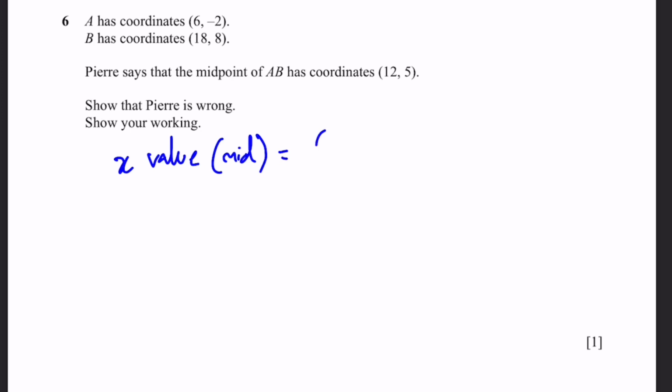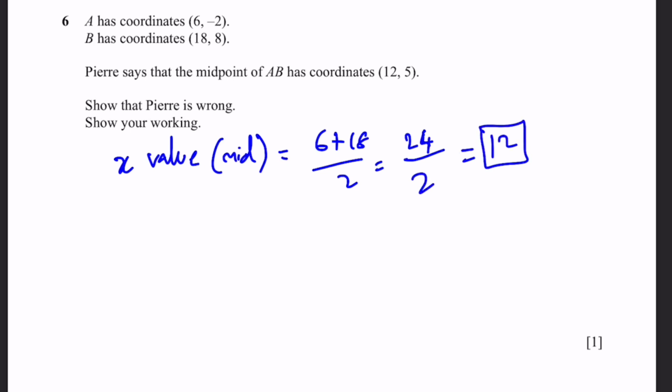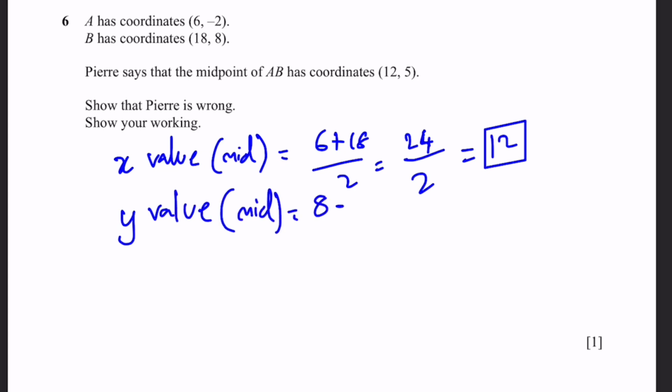is equal to 6 plus 18 by 2, which is equal to 24 by 2, 12. Well, that's correct, right? Pierre wrote that x value correct. Then what's wrong? The y value. Why? Because y value for the midpoint is equal to 8 minus 2 by 2, because adding these two is the same as 8 minus 2, 6 by 2, which is 3.